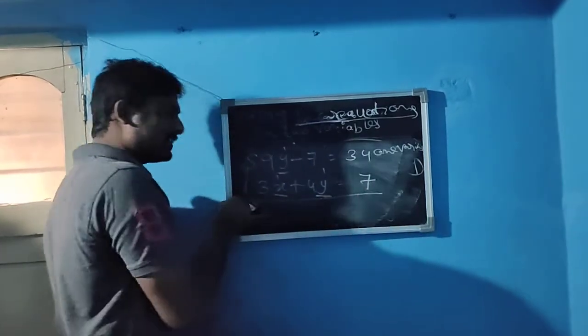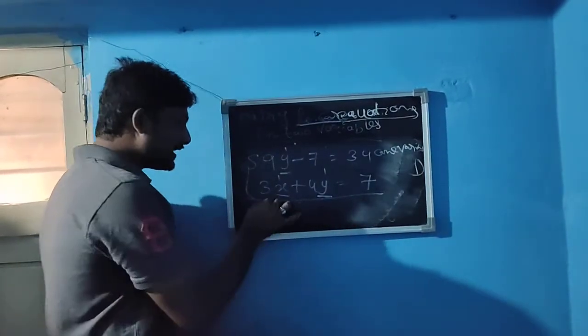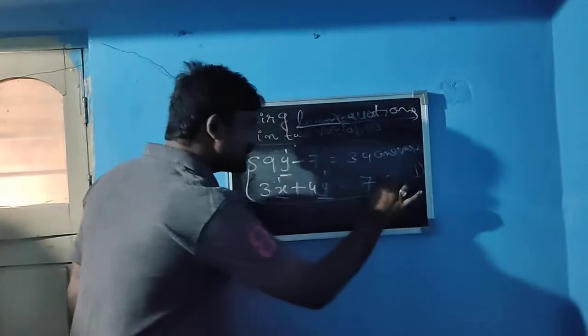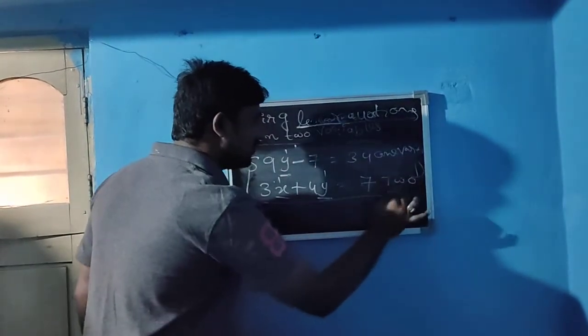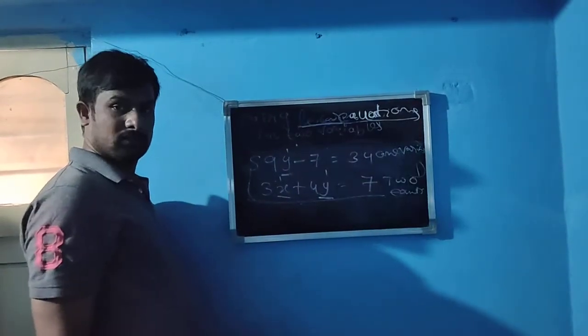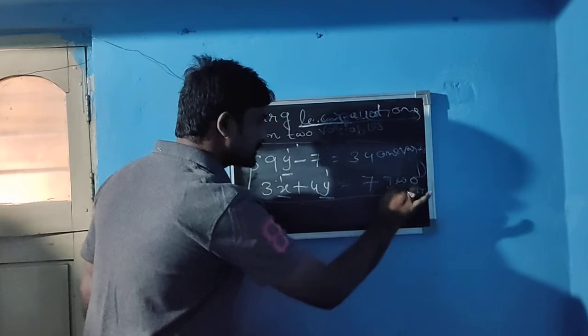This is also called a linear equation. But here how many variables are present? Here the degree is one only. This equation is called a linear equation in two variables.